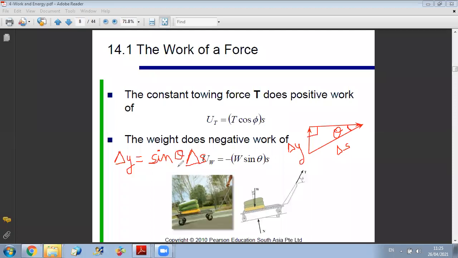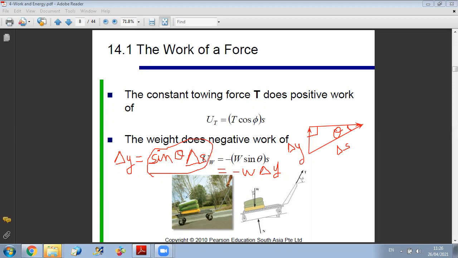If I replace back into the formula of the work of the weight equal to minus W delta Y, and replace delta Y by its expression, I will go back to the same result, that the work of the weight is minus W sine theta S. Here S is equal to delta S, since S0 is equal to 0.